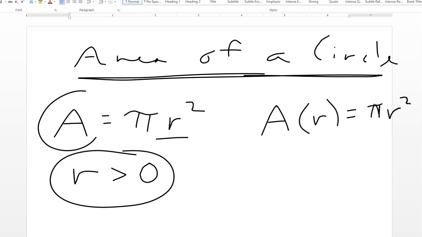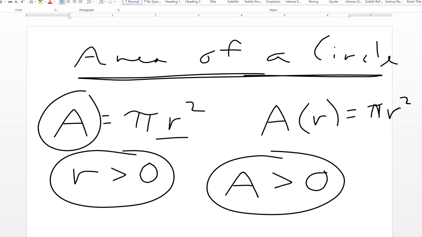What about the range? What about A? What can A be? What can the area of a circle be? The area of a circle can't be negative, it can't be 0. The area of a circle must always be something, any positive number. So the area of a circle is anything greater than 0 also. So that would be the range.